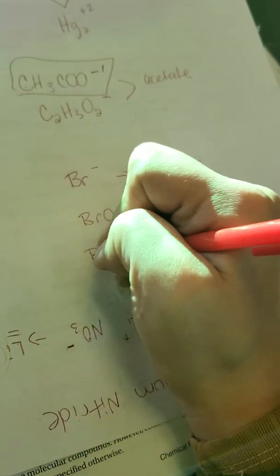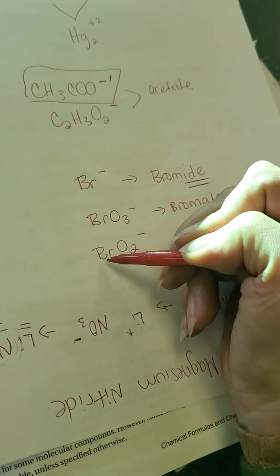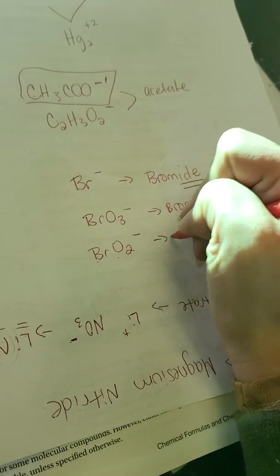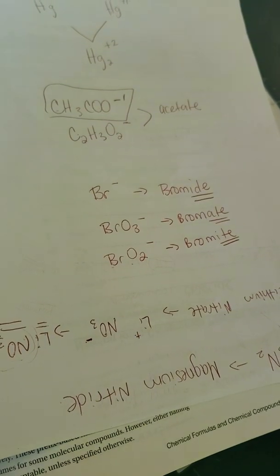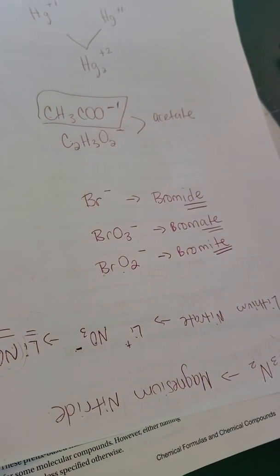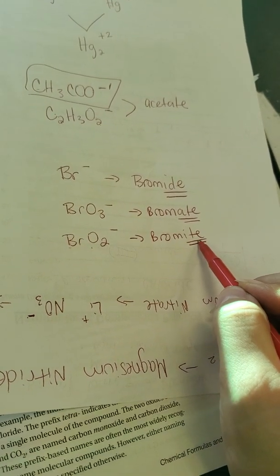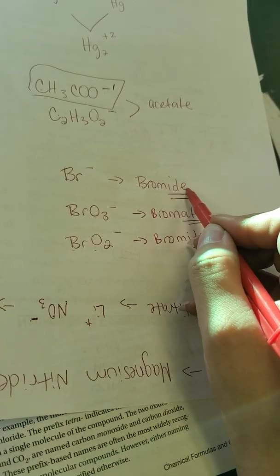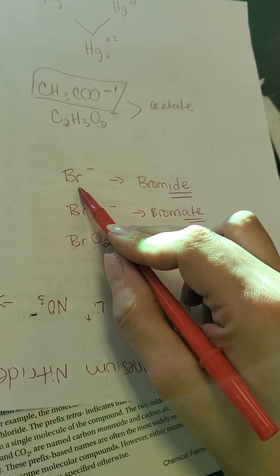Something else, BrO2 negative. Well, it's still a polyatomic. This one is called bromite. So ITE is another way to recognize it's a polyatomic. So if it ends in ate or ite, polyatomic. If it ends in IDE, it's a monoatomic, meaning it's just one single atom.